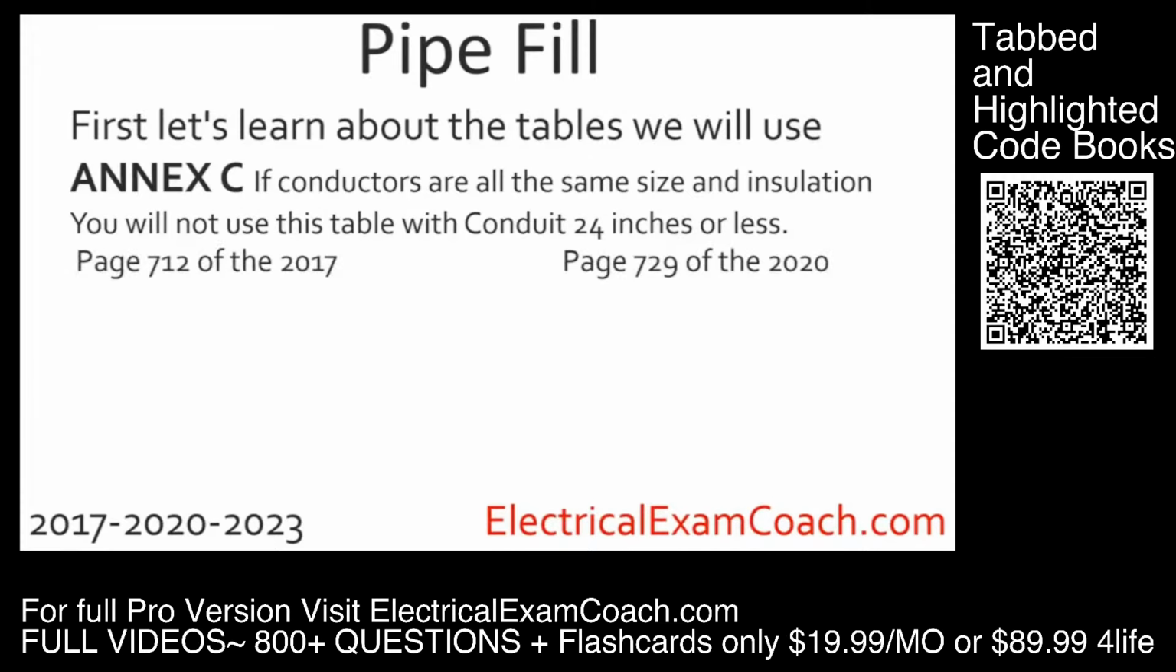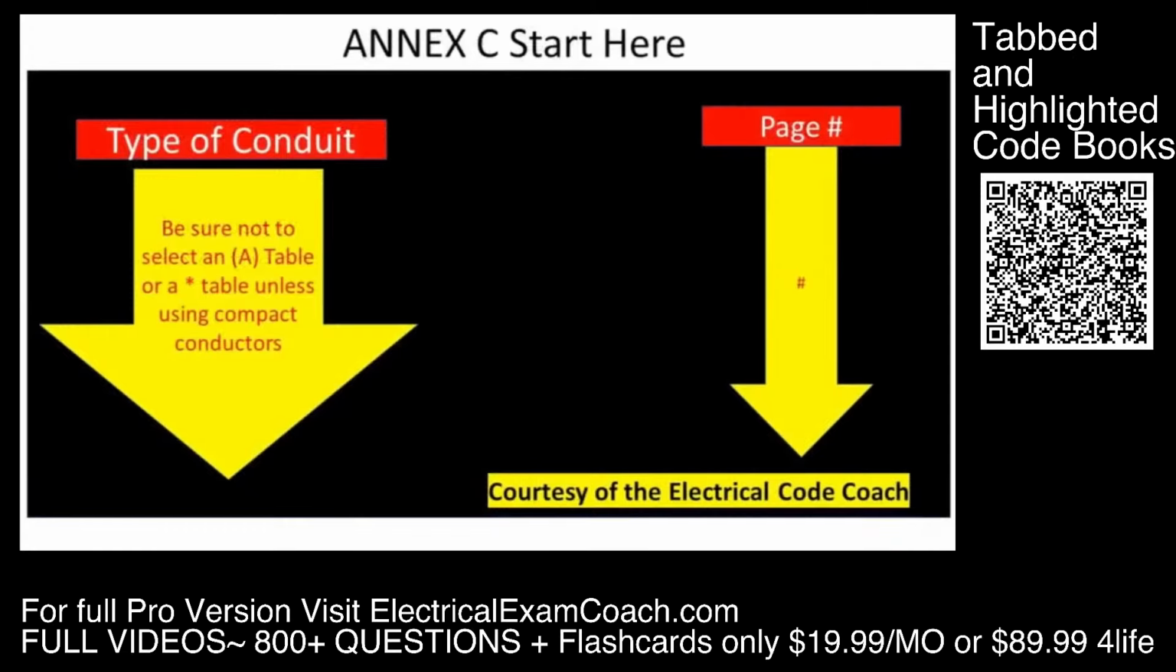You can head to page 712 of the 2017 and page 729 of the 2020. This video is 2023 compatible. You'll have to get to your page number for Annex C, and then you can follow along. So when we get to Annex C, the beginning of it, I call it the Start Here page, because every time you're doing one of these calculations, you're always going to start here if you're using Annex C. Now, when we get there, we always read the black bold heading to make sure that we're in the right table. Great, I feel like we're in the right table.